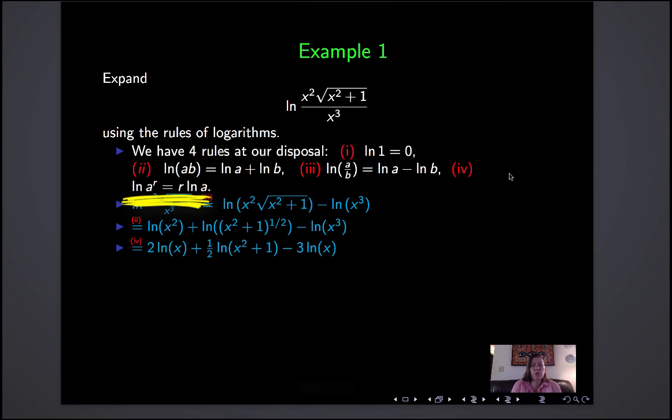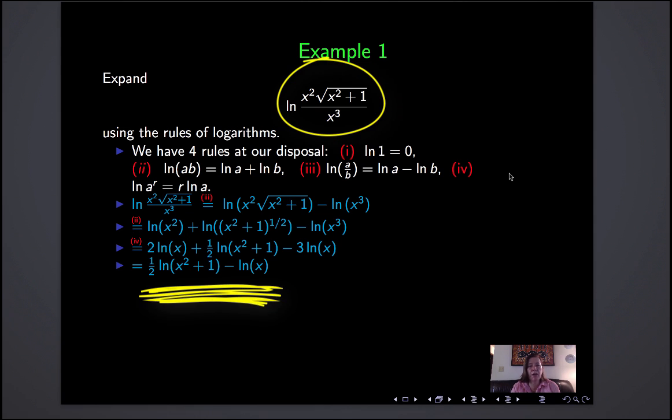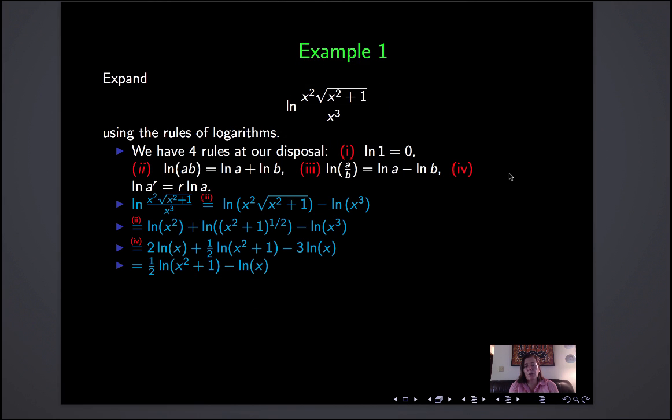And then we'll use rule number 4 to work on the powers. So we get 2 times the natural log of x plus 1/2 the natural log of x squared plus 1 minus 3 times the natural log of x. And finally, when we calculate 2 times the natural log of x minus 3 times the natural log of x, we get minus the natural log of x, so we can tidy up to this bottom line, which says that that function is 1/2 the natural log of x squared plus 1 minus the natural log of x.